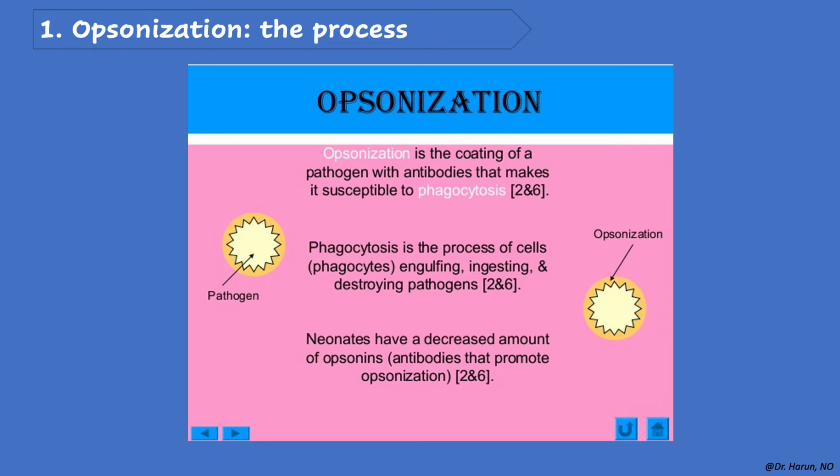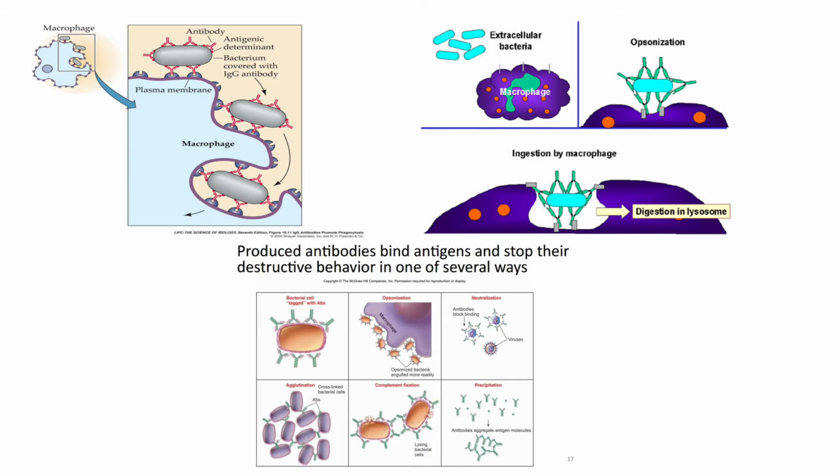Because the baby has just detached from the mom, they are developing and it will take time to develop their own antibody. Here, if we look at how the process takes place, it is the same as before. So roughly, this is how antibodies bind to the antigens, and also stop their destructive behavior in one of several ways.